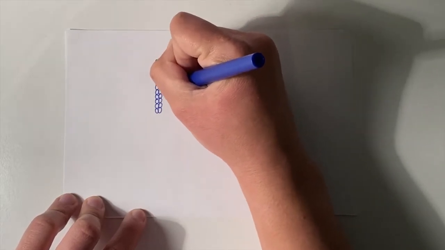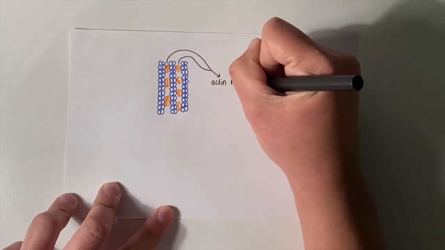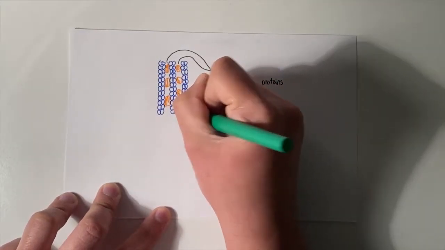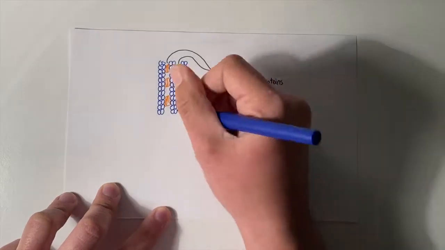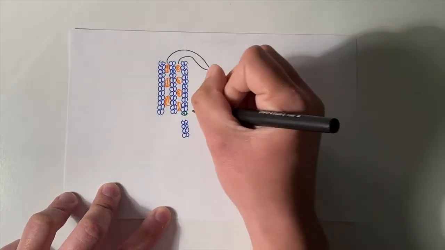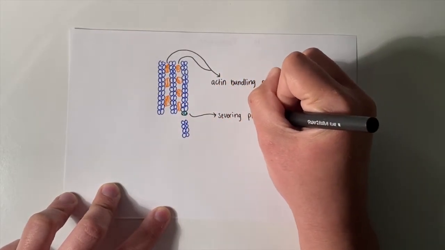There are also actin bundling proteins, which hold actin filaments together in parallel bundles. They hold actin into the meshwork of the cell cortex. And there are filament severing proteins, which cut actin filaments into small pieces, converting the actin into a more fluid, gel-like state.